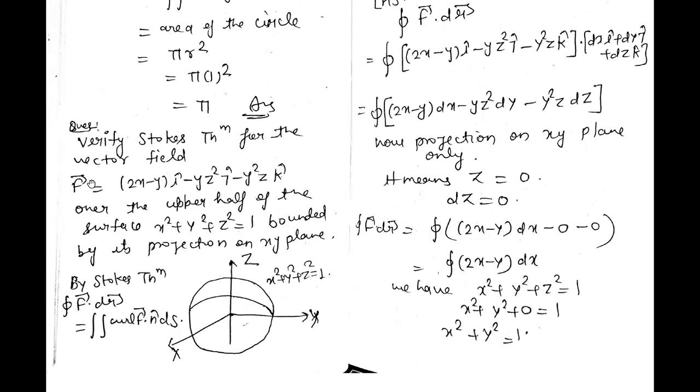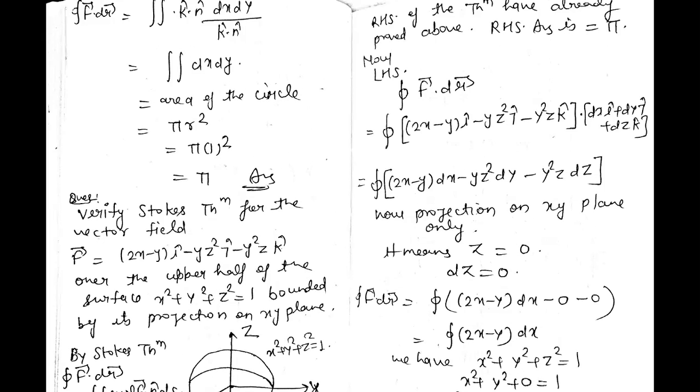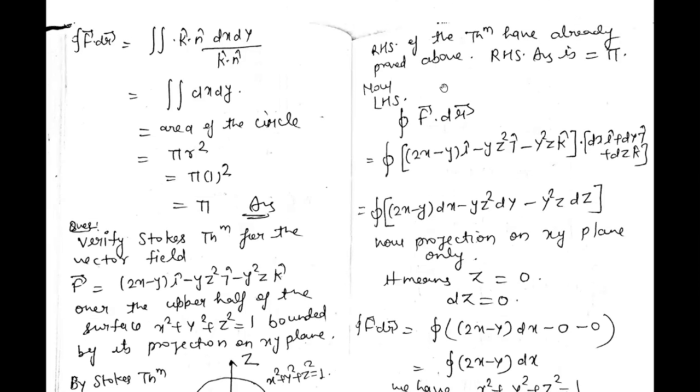So the same question, over the upper half of the surface x square plus y square plus z square is equal to 1, bounded by its projection on xy plane, right? So we already have that by Stokes theorem, f vector dot dr vector is equal to curl of f vector dot n cap into ds, right? And the right hand side of the theorem I have already proved above. Right hand side answer is pi.